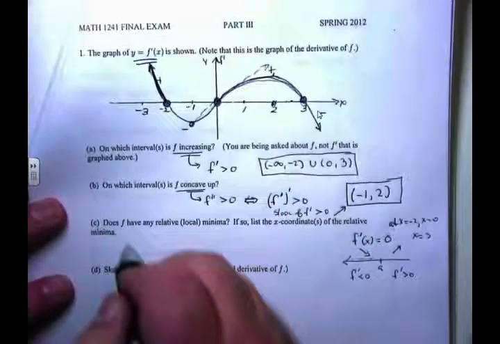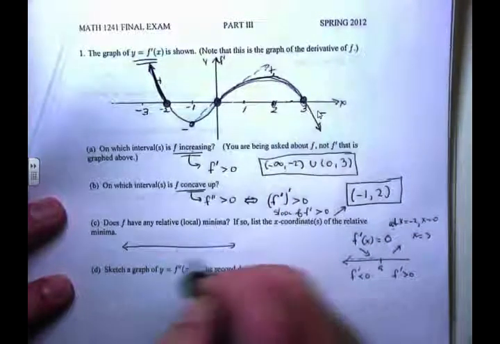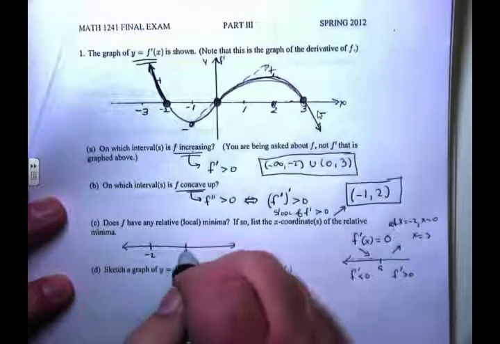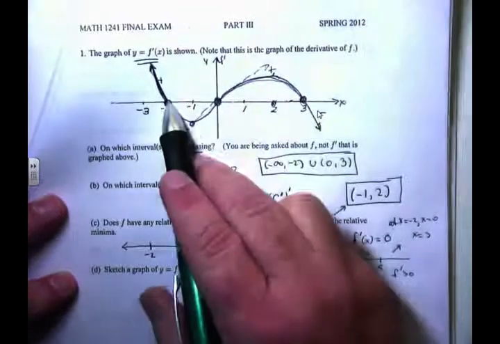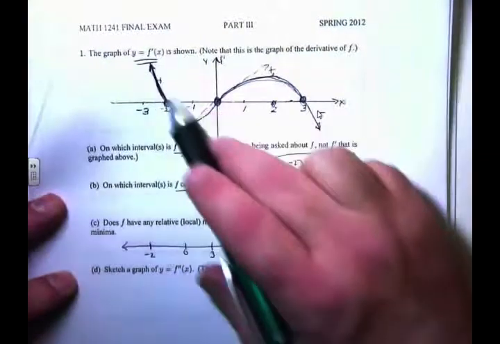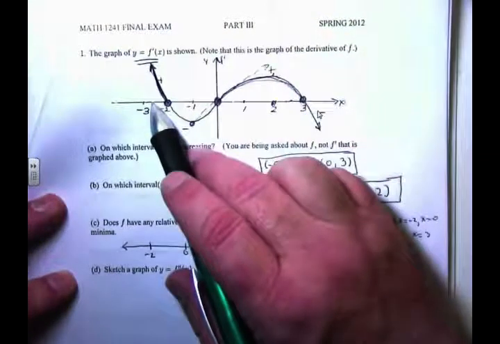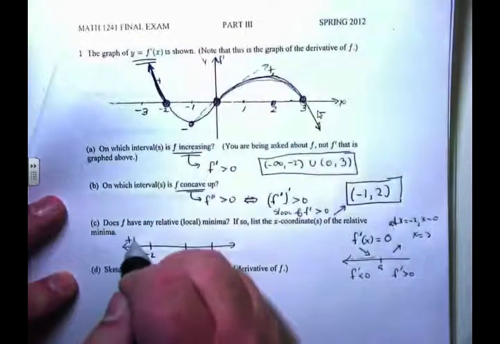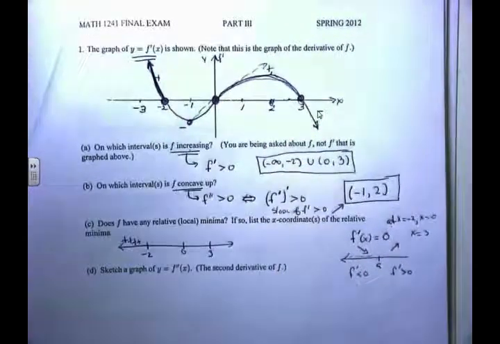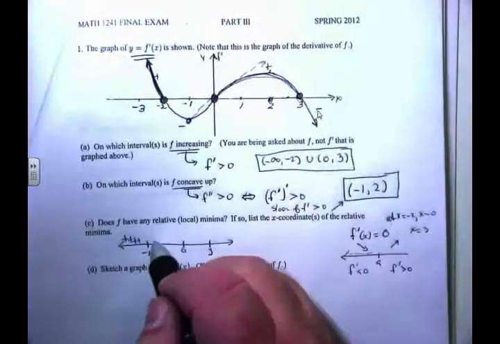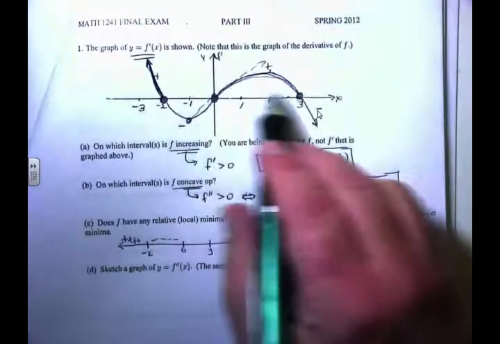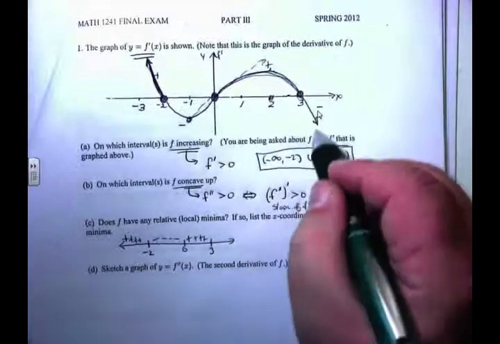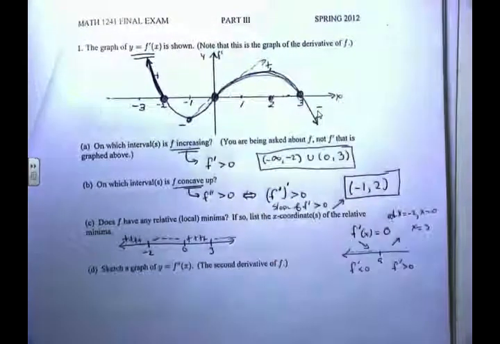So if you really want me to, I'm going to write it out on a number line so you guys can see what's going on here. Putting my numbers here, negative 2, 0, and 3. Less than negative 2, remember, this is the graph of f prime, and the graph is above the x-axis, which means f prime is positive. Between negative 2 and 0, it's negative. Between 0 and 3, it's positive. And between 3 and infinity, we're back below the x-axis, so it's negative.